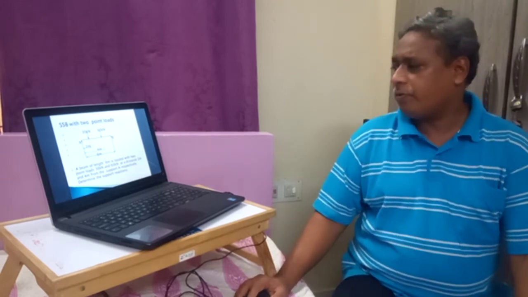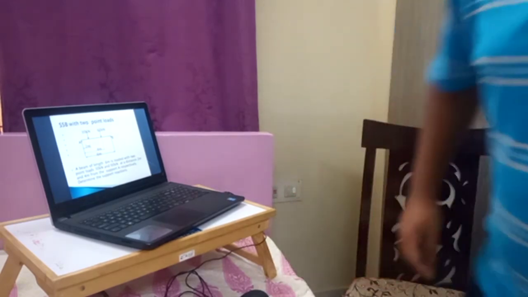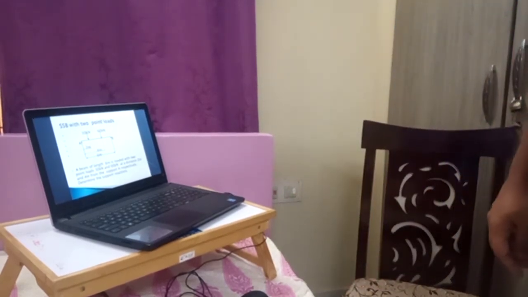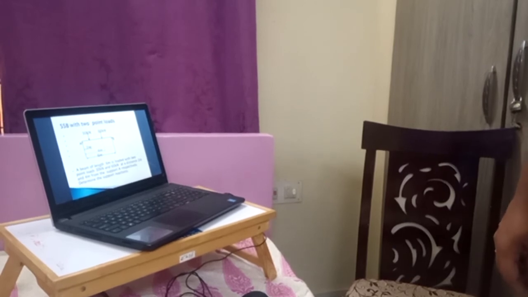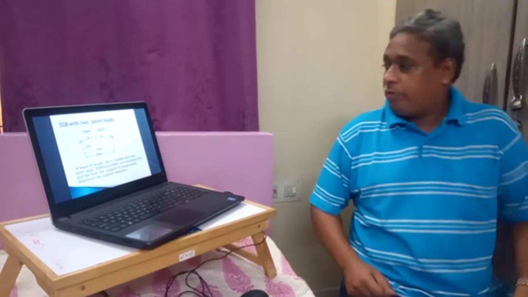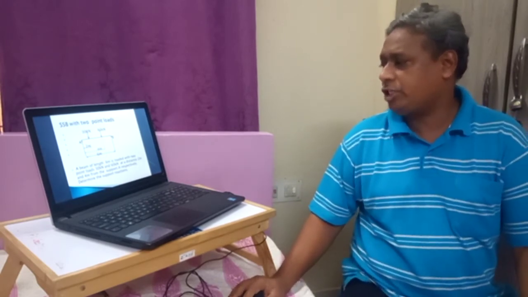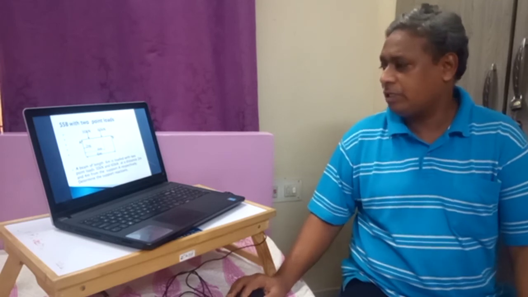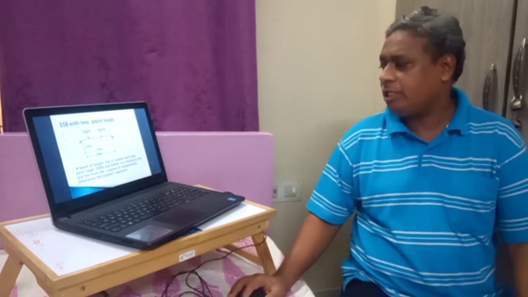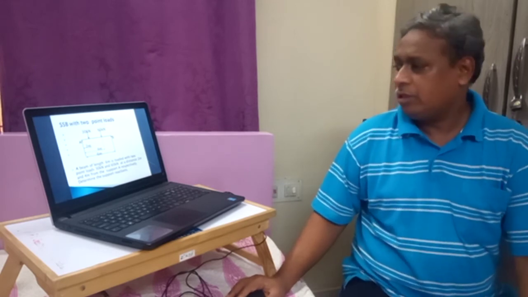A beam of 6 meters length is loaded with 2 point loads of 30 kilonewtons and 60 kilonewtons at a distance of 2 meters and 4 meters from the support A respectively. Determine the support reactions. Again we use the two equilibrium conditions, that is sigma Fv is equal to 0 and sigma M is equal to 0. There are two applied forces, W1 is equal to 30 and W2 is equal to 60 kilonewtons, and support reactions Ra and Rb.